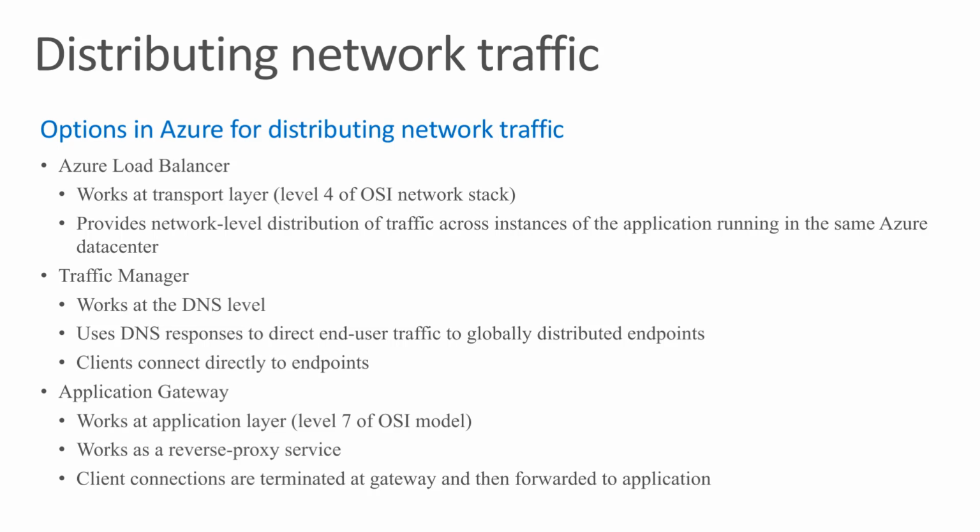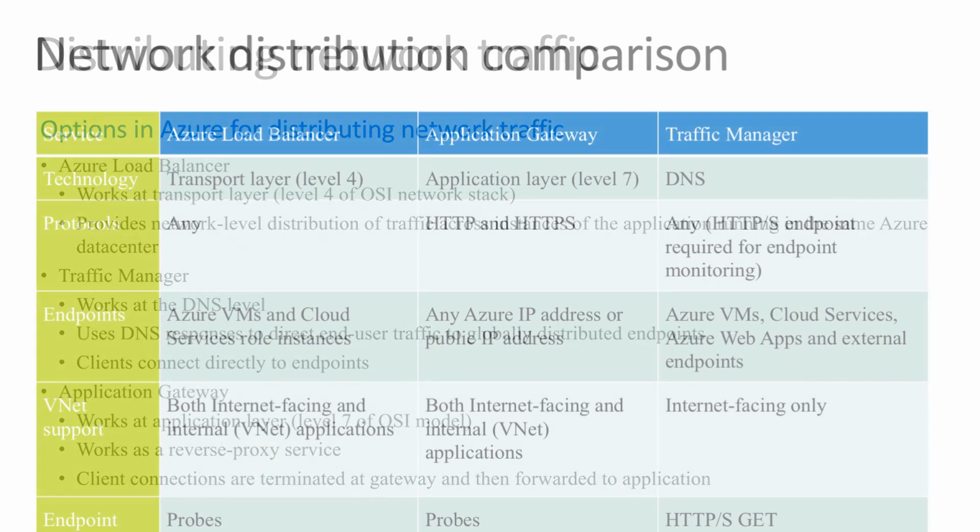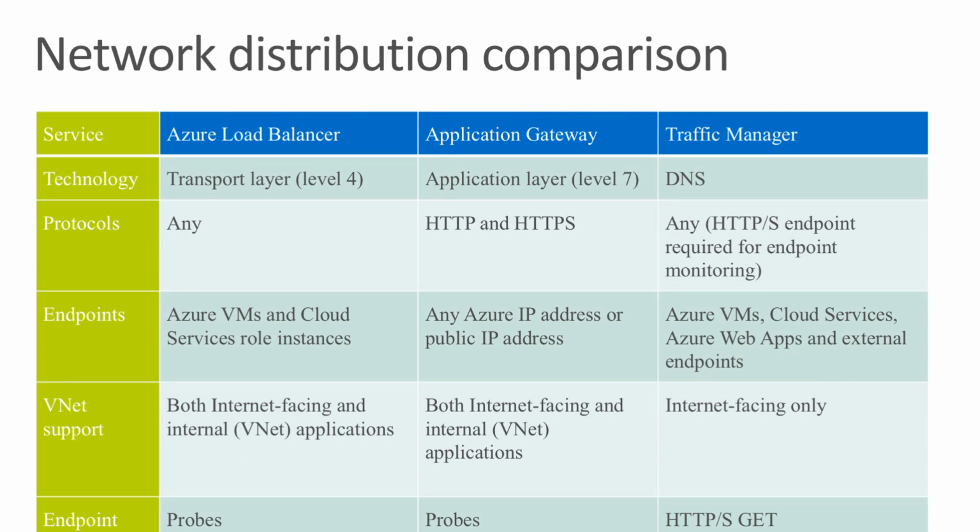And then an application gateway is a layer 7 web application gateway that works as a reverse proxy, where it terminates the client connection, then reestablishes and forwards onto the internal web server. So it's the highest layer of protection. So if we compare these, how they work: for a load balancer, it's layer 4. For application gateway, it's layer 7. For Traffic Manager, it's a DNS-based technology.